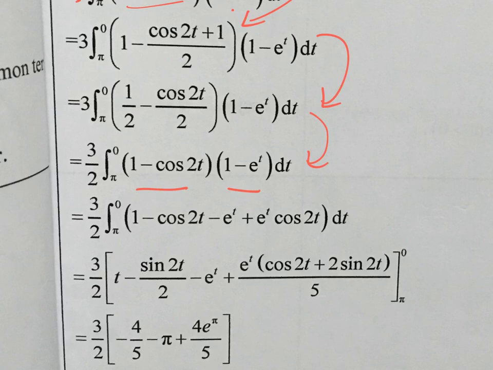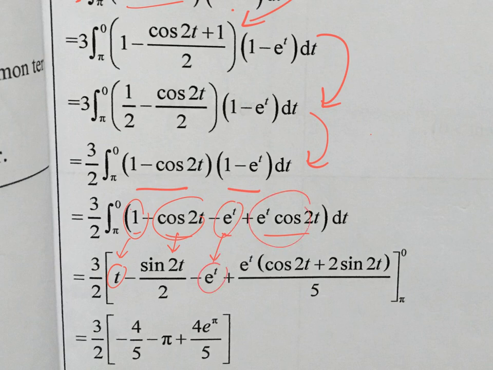Then you will end up with 3/2 times (1 minus cos 2t minus e^t plus e^t cos 2t). Now this you just integrate, you get your t. This you integrate, you get sine 2t. e^t integrated, you get e^t. And how do you integrate this? Then this is actually the usage of part 1. Some of you will see this now.